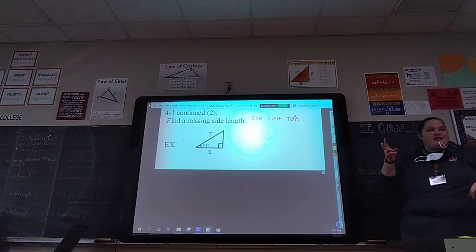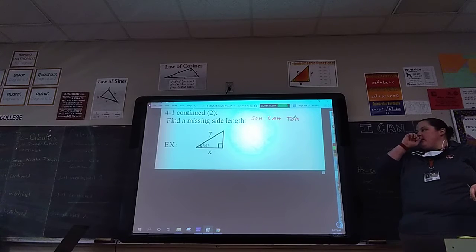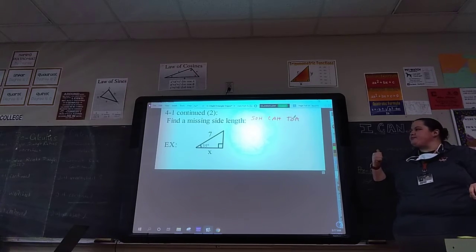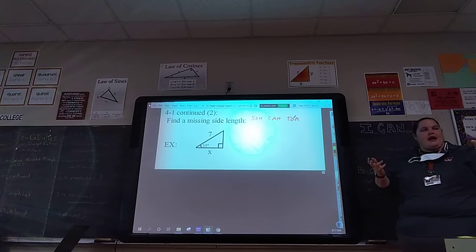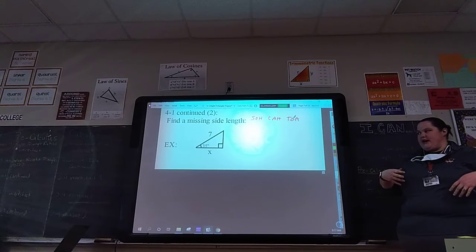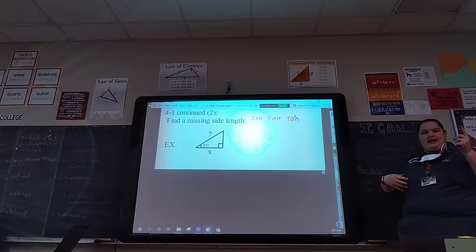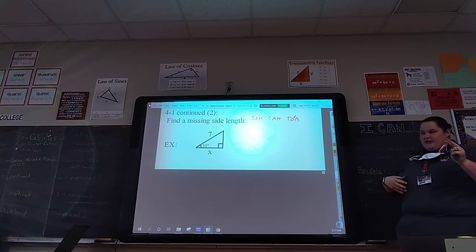If I give you two sides, it's pretty easy to find the third side using the Pythagorean theorem. Now we're going to work with finding a missing side, but instead of knowing two sides, so you can find the third using the Pythagorean theorem, you're going to know a side and an angle. So if you know a side and an angle, we can use SOHCAHTOA to help us out.